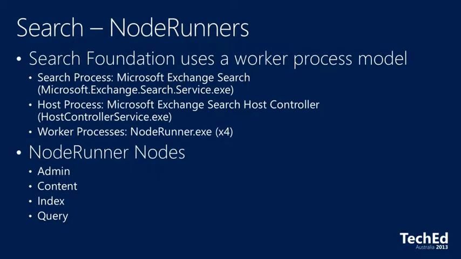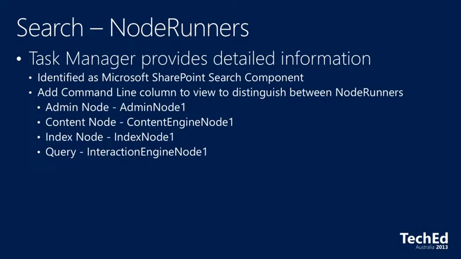So how do you know what's what? Well, to do that, simply turn on the command line column view in Task Manager, and that will show you the full command line that gets executed when that process is instantiated. And so for the admin node, most of these names are easily describable. For the admin node, you'll see that it's admin node 1 that is in the path. Content node is content engine node 1, index node is index node 1, and query is the interaction engine node 1. The actual querying component of Search Foundation is called the Interaction Management System, or IMS, so that's where that comes from.